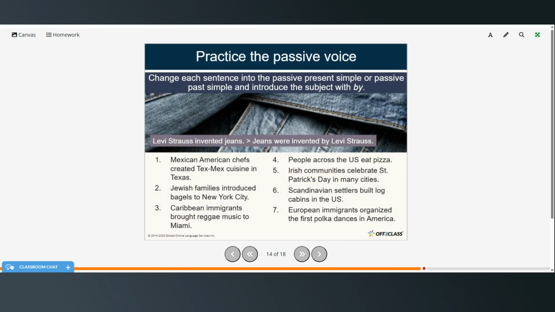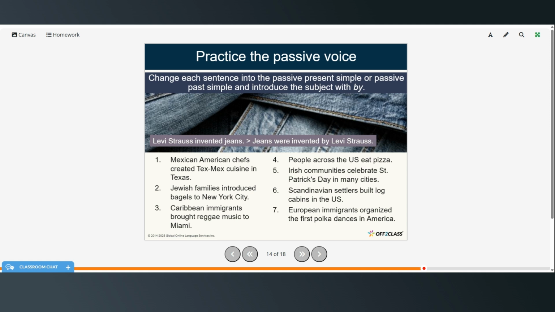And now change each sentence in the passive voice and introduce the subject with by. Again, you can try that on your own and then restart when you're ready to check. So here we would say Tex-Mex cuisine was created by Mexican American chefs in Texas. Bagels were introduced to New York City by Jewish families. Reggae music was brought to Miami by Caribbean immigrants.